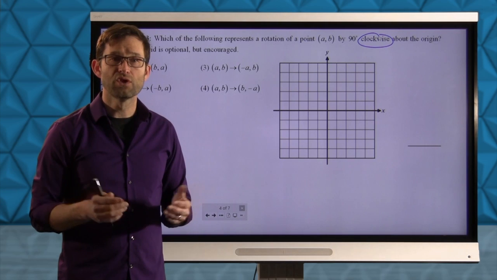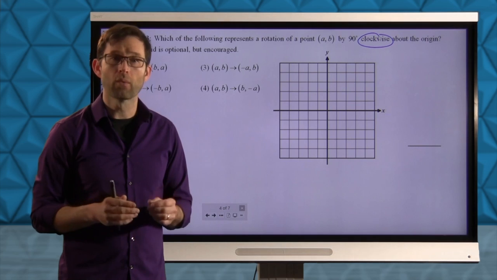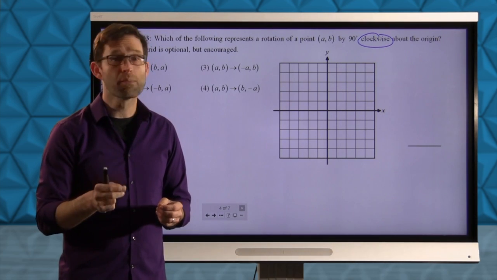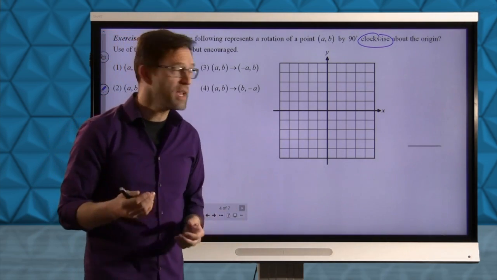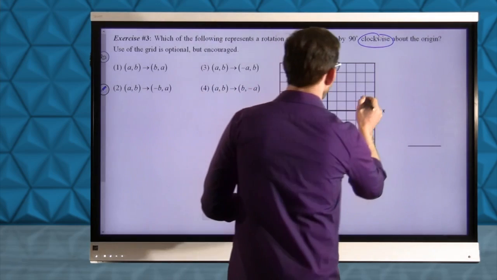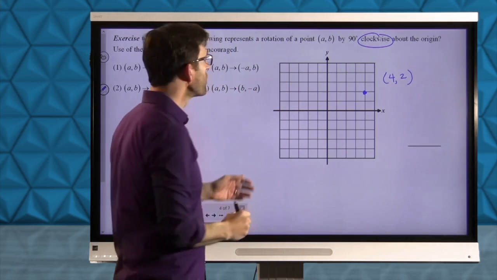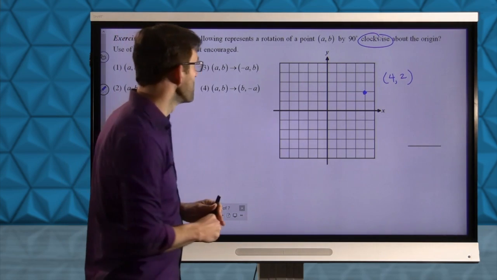What I would always suggest in a situation like this is that you choose a specific point, one where the x and the y coordinates are different from each other. Don't choose the point 1, 1, 2, 2, 3, 3, or anything like that. Let's take the point 4, 2, and let's rotate that by 90 degrees clockwise and see where it ends up going.